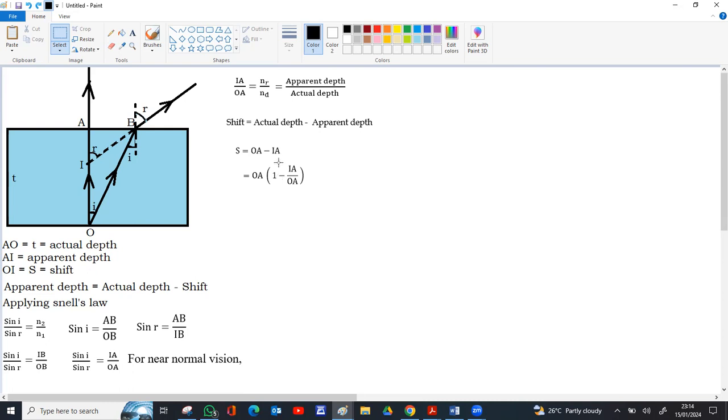You multiply OA up and down. In the numerator, OA will go out common, so OA will remain. We substitute the values. O to A is t. IA by OA is equal to apparent depth by actual depth, which is NR by ND. Now if the second medium is air, NR will be 1, the refractive index 1. So S equals t into 1 minus 1 by n. This concept is applied in one formula for questions, like a sample of how this formula can be used.